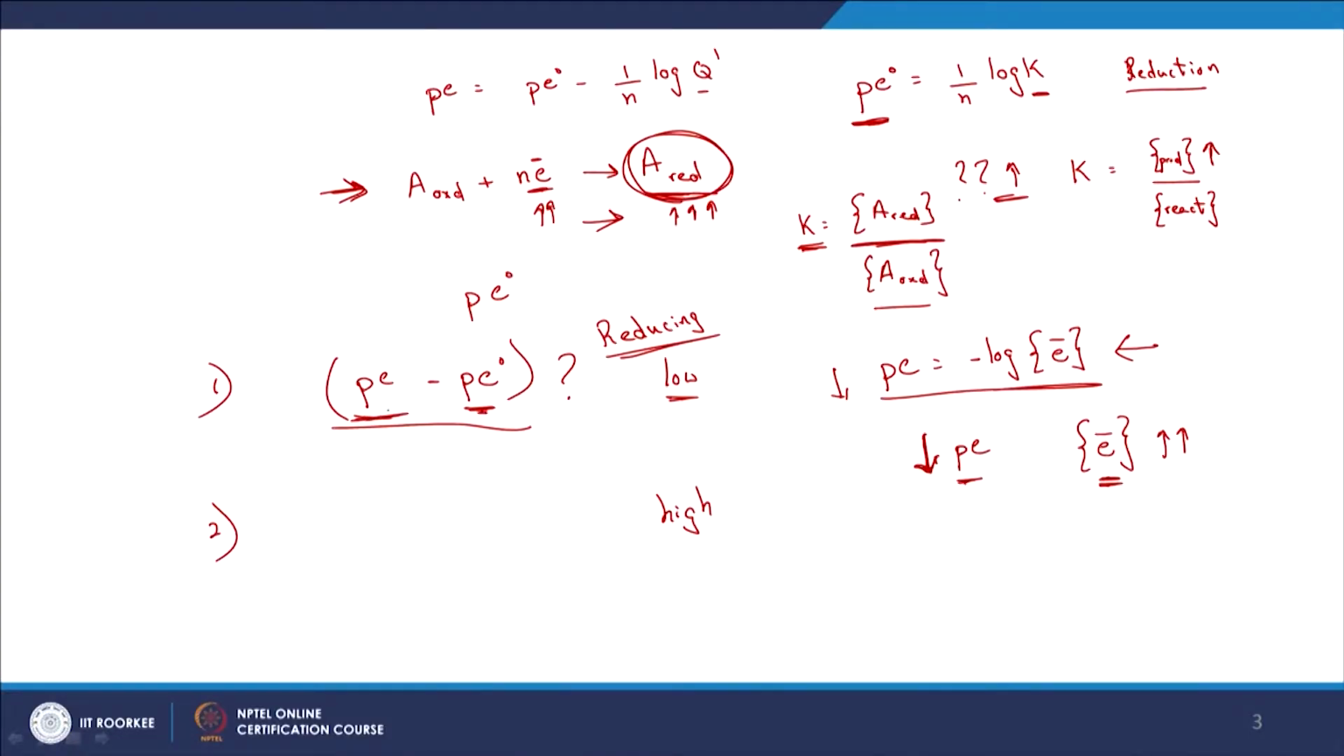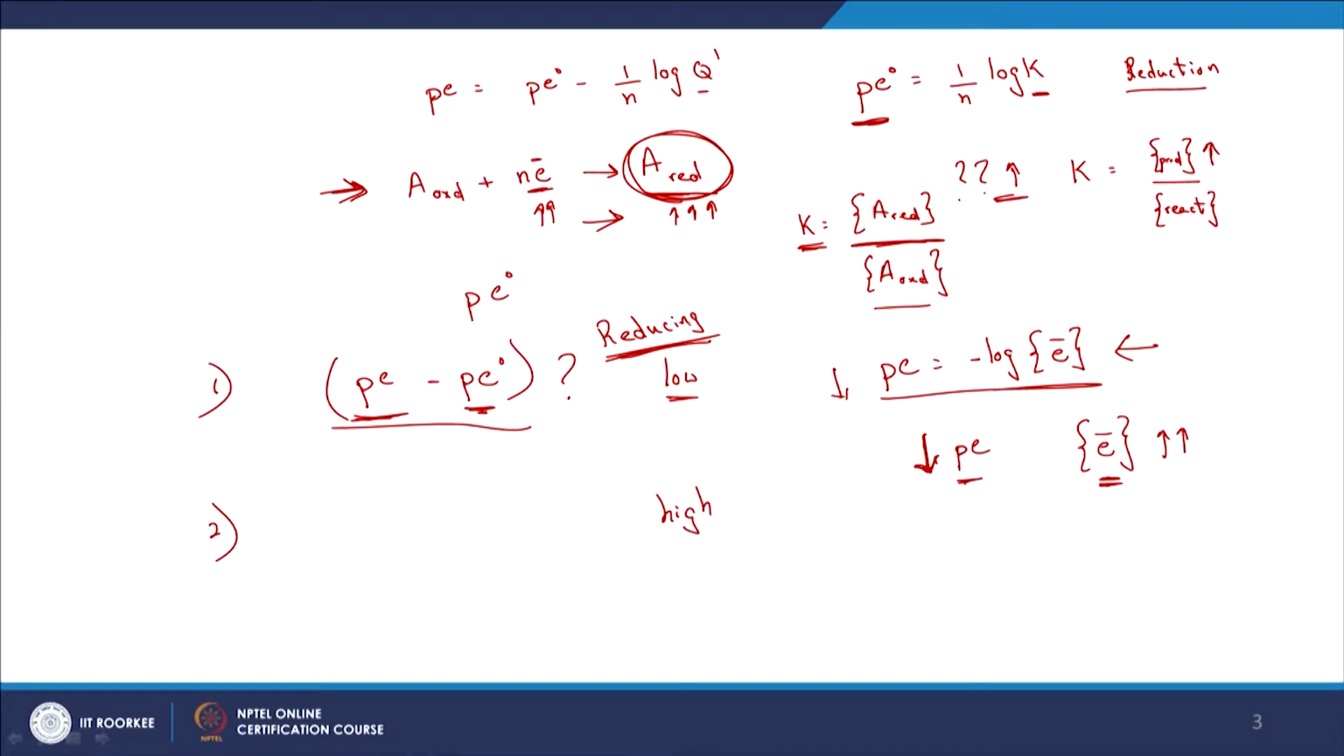When would that be? Obviously when reducing conditions prevail, as in you have electrons. If you have electrons, the reducing conditions will prevail. Same case here: relative to pe naught, we are looking at pe, and if that value is much lower, pe is pretty low, which means the reducing conditions prevail. That is what you need to understand.